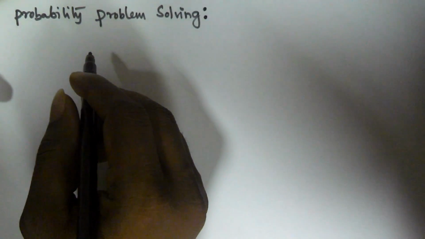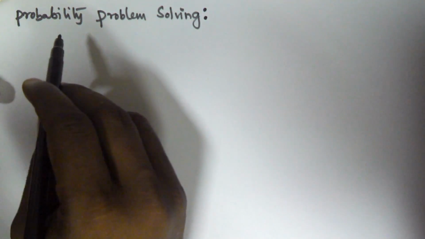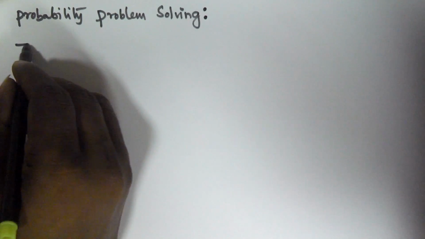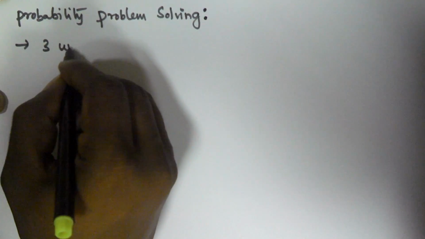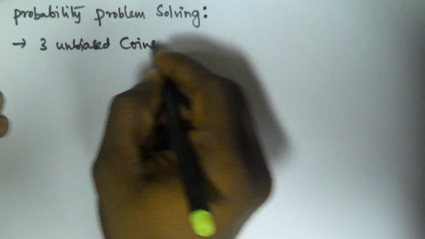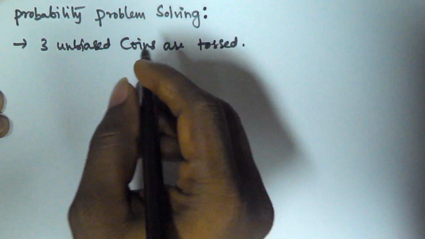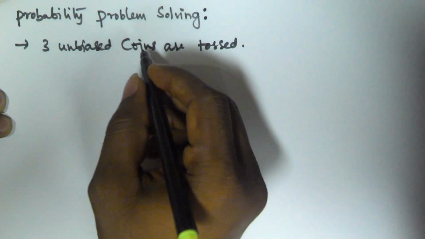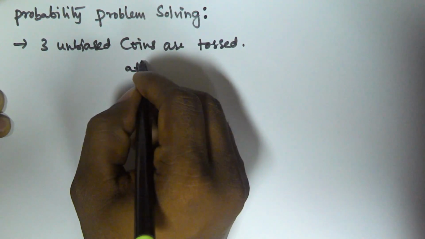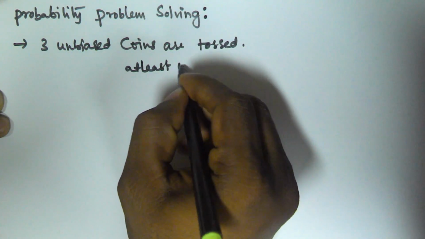Hello friends, in this video we will see some problems related to probability with respect to coins. Let us assume three unbiased coins are tossed. What is the probability of getting at least one head? At least one head.